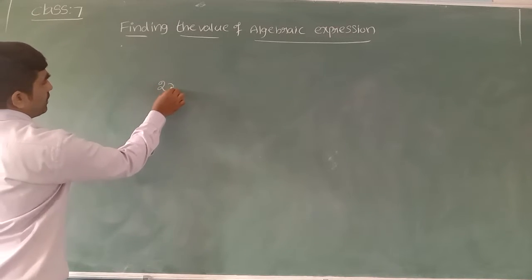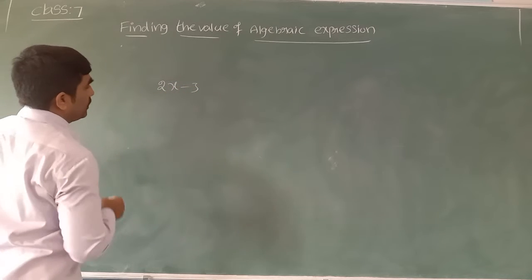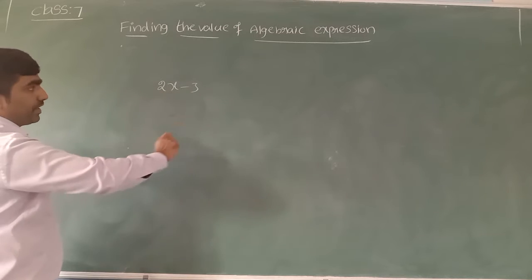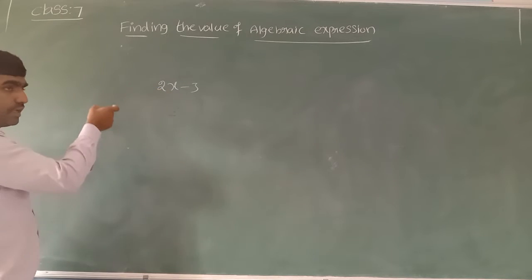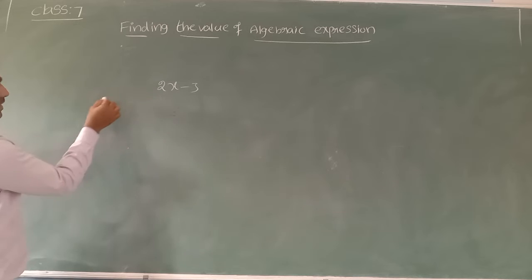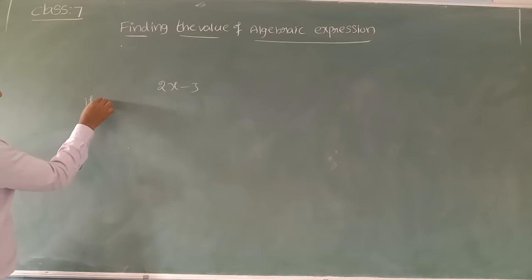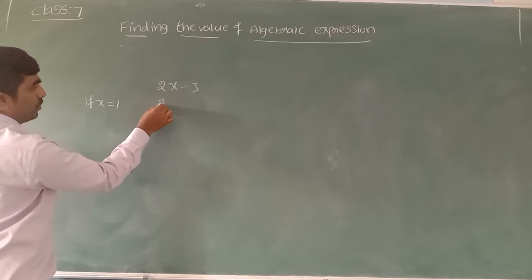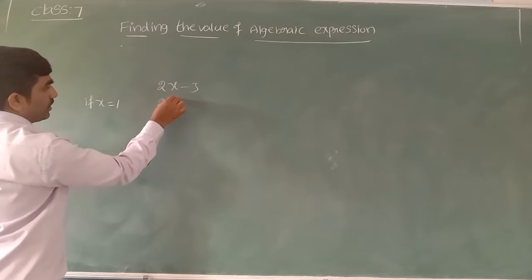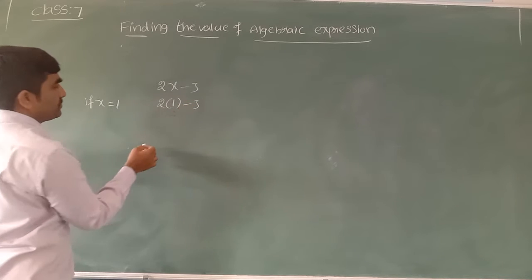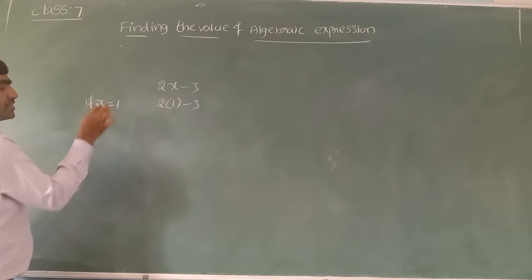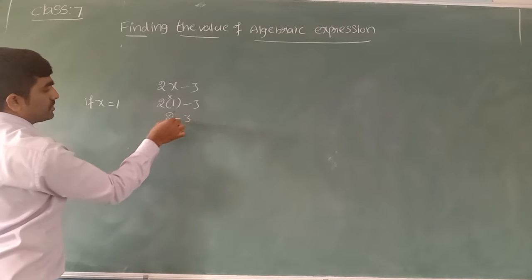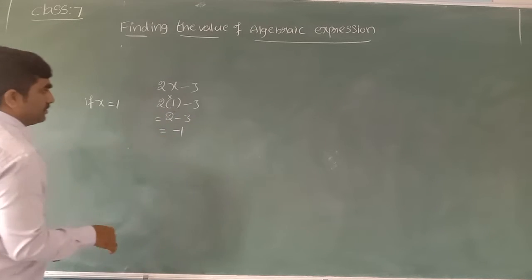Let me take one algebraic expression, 2x minus 3. Now it is one algebraic expression. I want to find the value of this algebraic expression at different values. Suppose x is equal to 1, then what is the value of this algebraic expression? In the place of x, I put 1 in brackets: 2(1) minus 3. Bracket means multiplication. 2 ones are 2, minus 3, which gives minus 1.